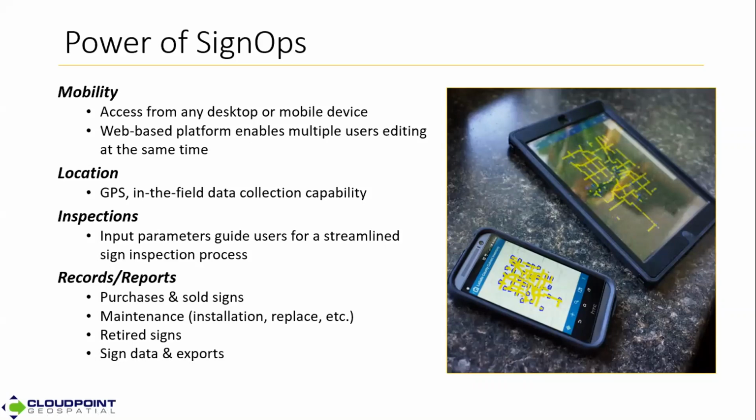to a lot of different information regarding our sign inventory. Some of those reports include all the signs we purchased, signs we've sold. Of course, we're going to be able to access all of our maintenance records for signs. We can see signs that we've retired out of our inventory, and we can see as a flat file, sign data, and we can also export our sign data to use in a GIS system as well.